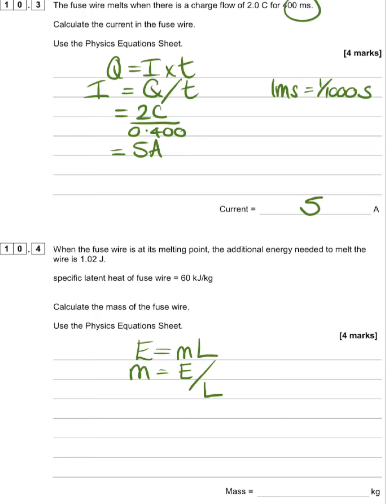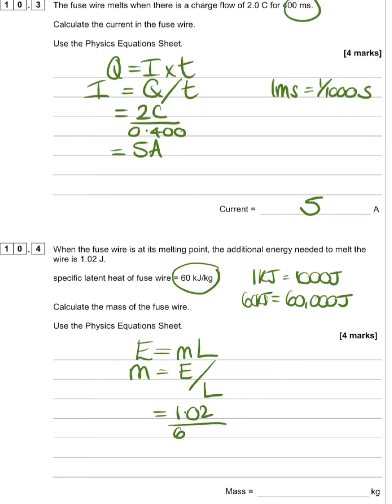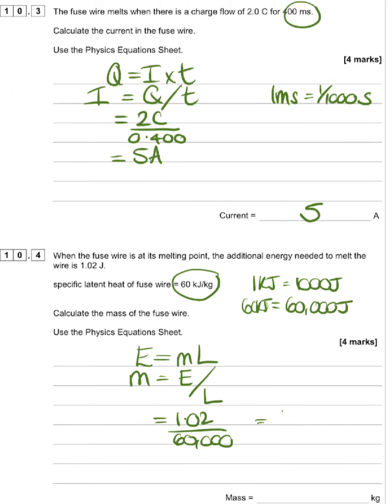But if we spot, our value for latent heat is given in kilojoules per kilogram. So we need to convert that to joules per kilogram, remembering that 1 kilojoule is 1,000 joules. So our value for the latent heat is actually 60 kilojoules, which is 60,000 joules. Now we can plug that in. So we have our 1.02 divided by 60,000, and that gives us a value for the mass of 1.7 times 10 to the minus 5 kilograms.